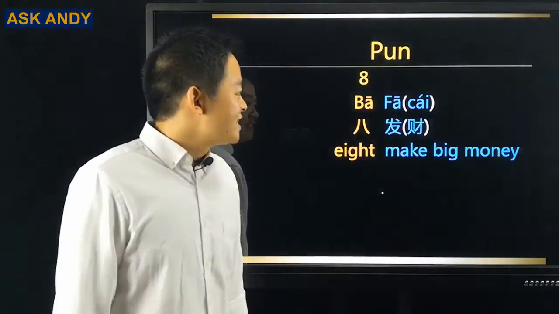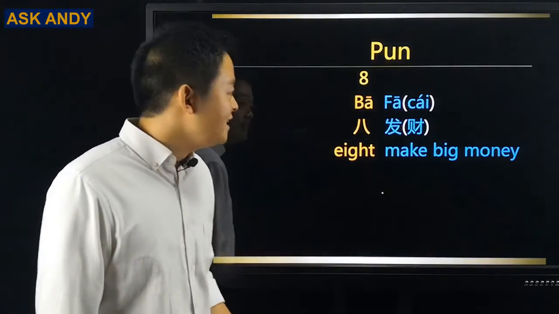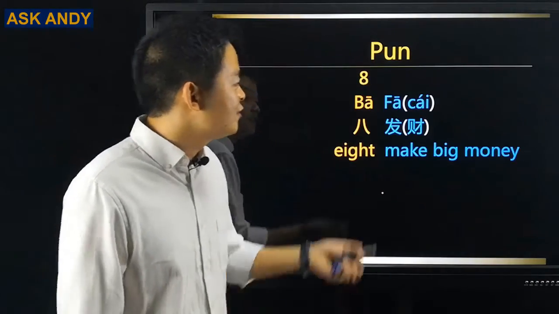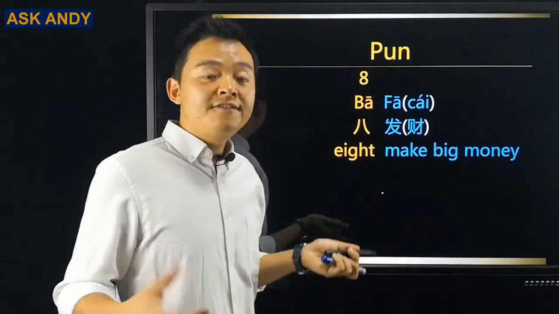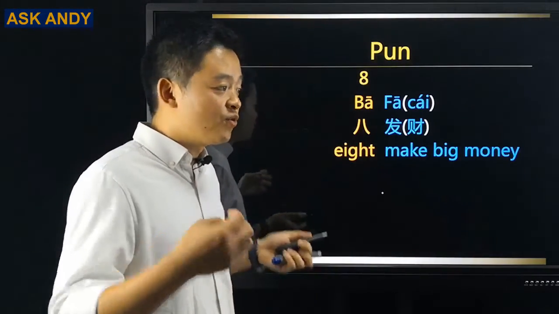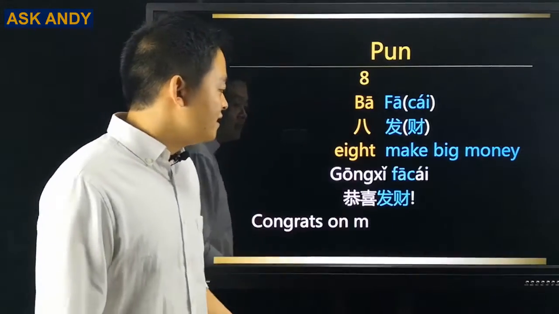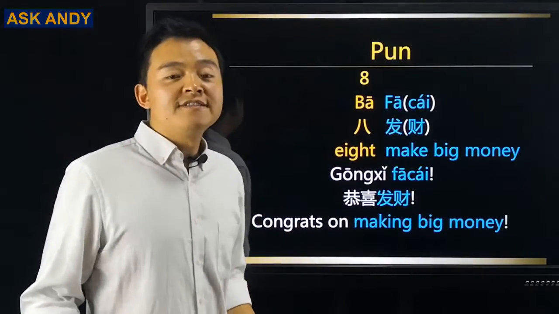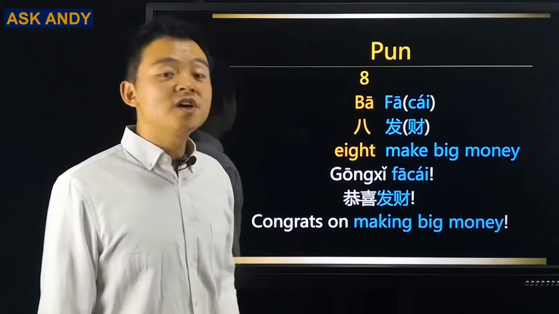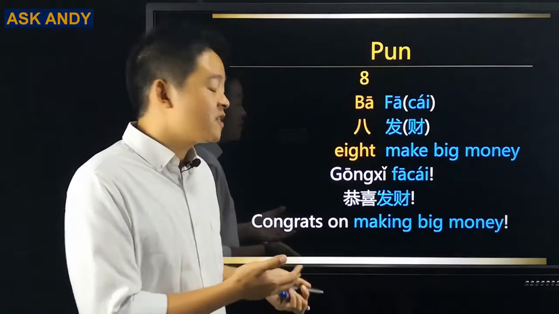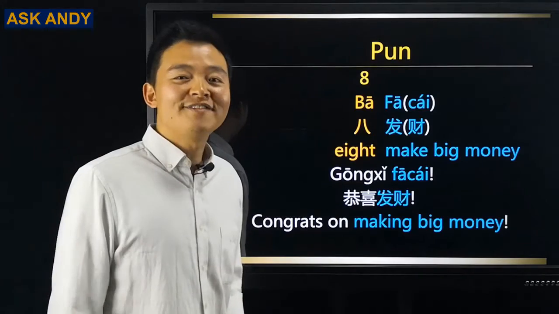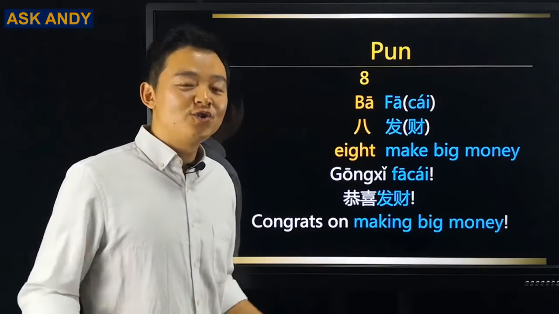Let's move on. So for this number 8, ba, it sounds like fa in some dialects in the southern part of China. So fa refers to fa cai. Fa cai means make big money. So that's why this number 8 is really auspicious in China. And then see this example. 恭喜发财, which means congrats on making big money. You're going to hear this expression during the Spring Festival. When people meet each other, they may say 恭喜发财 during the Spring Festival.